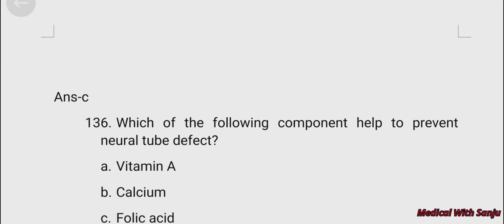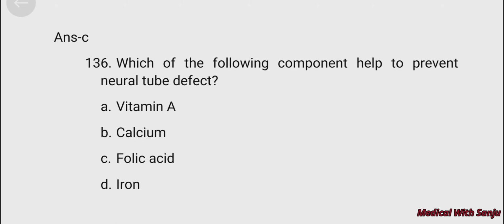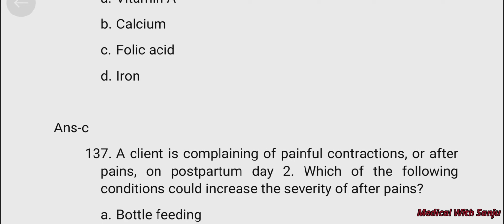Question 136. Which of the following components helps to prevent a neural tube defect? Option A, vitamin A; option B, calcium; option C, folic acid; and option D, iron. Folic acid, option C, is the right answer.